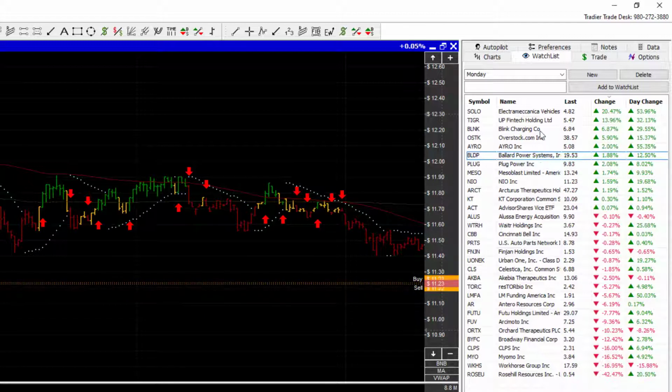So I'm going to come over and I'm going to show you some of these that percolated to the top this morning and show you how they turned out and show you this little trick that I have when I like to get into these markets.